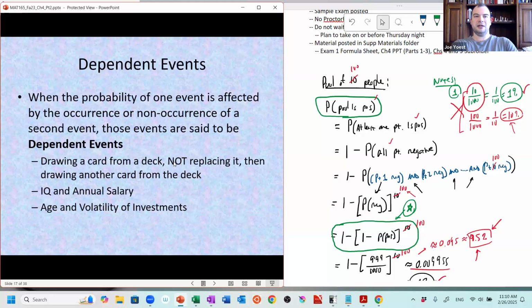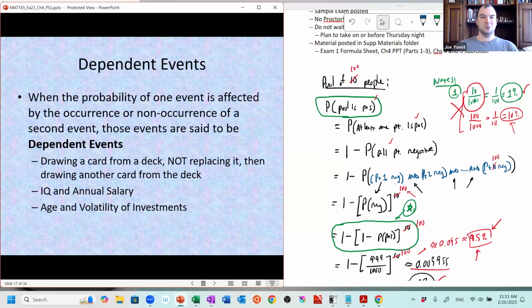So if we draw cards from a deck without replacing them, those would be dependent events. The card we draw on draw 1 or 2 or 3. If we draw cards from a deck and we do replace them, if I draw the king of clubs, write down on a note somewhere I drew the king of clubs, put it back in, shuffle the deck, and then draw another one, those would be independent events because we have exactly the same setup the second time as the first time or the third time or whatever.